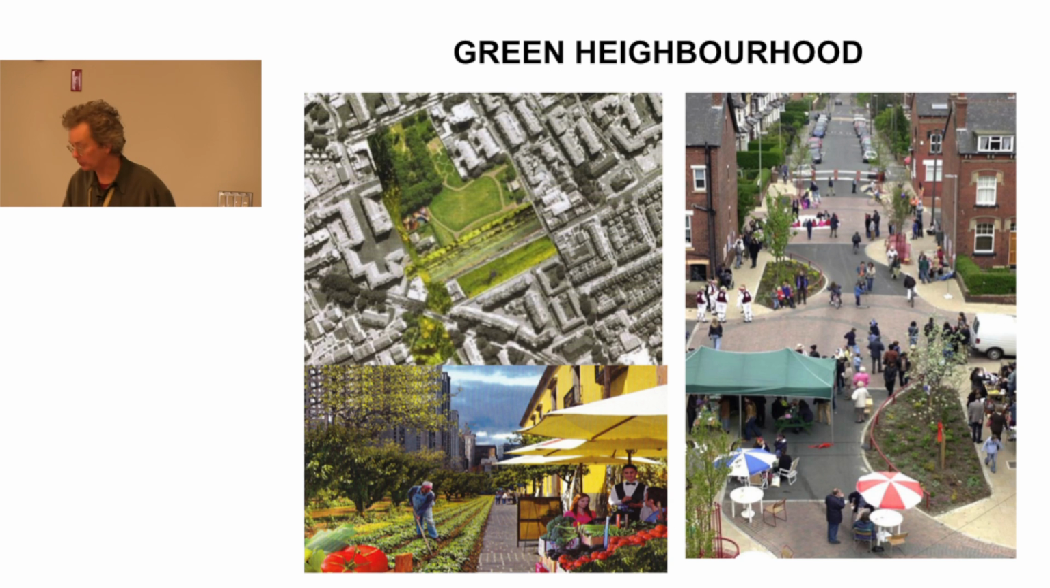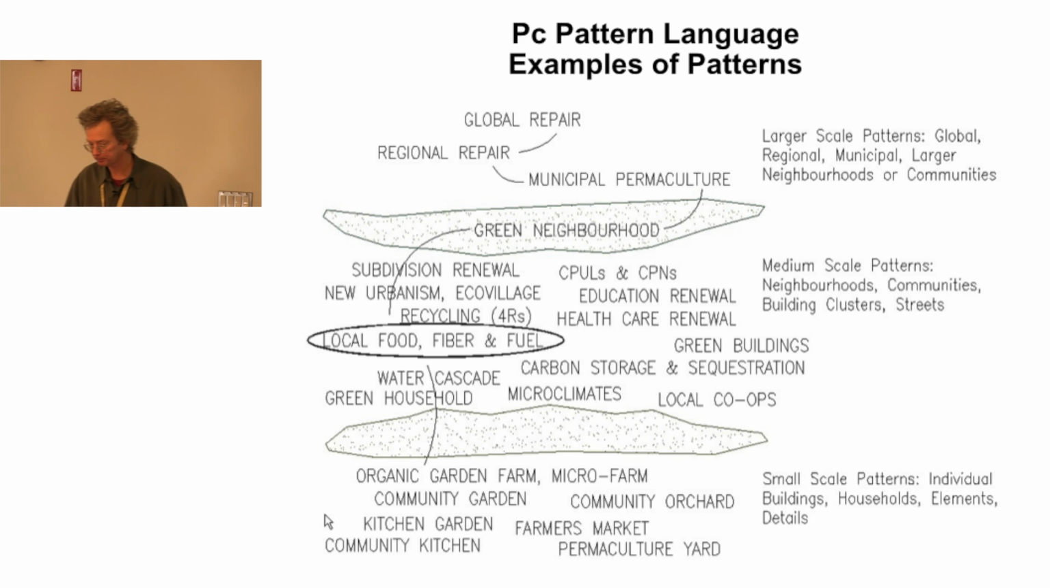Basically, as we know, a lot of permaculture comes down to growing food, and so we want to make every opportunity that there is to do that. If we take local food, fiber, and fuel and see what sort of patterns emerge from that, there's many different ways of growing local food, fiber, and fuel. You can do it individually yourself, you can do it as a group, you can hire somebody to run a micro farm, you can have farmers markets that bring in food from nearby. So there's many different patterns that fit in local food, fiber, and fuel.